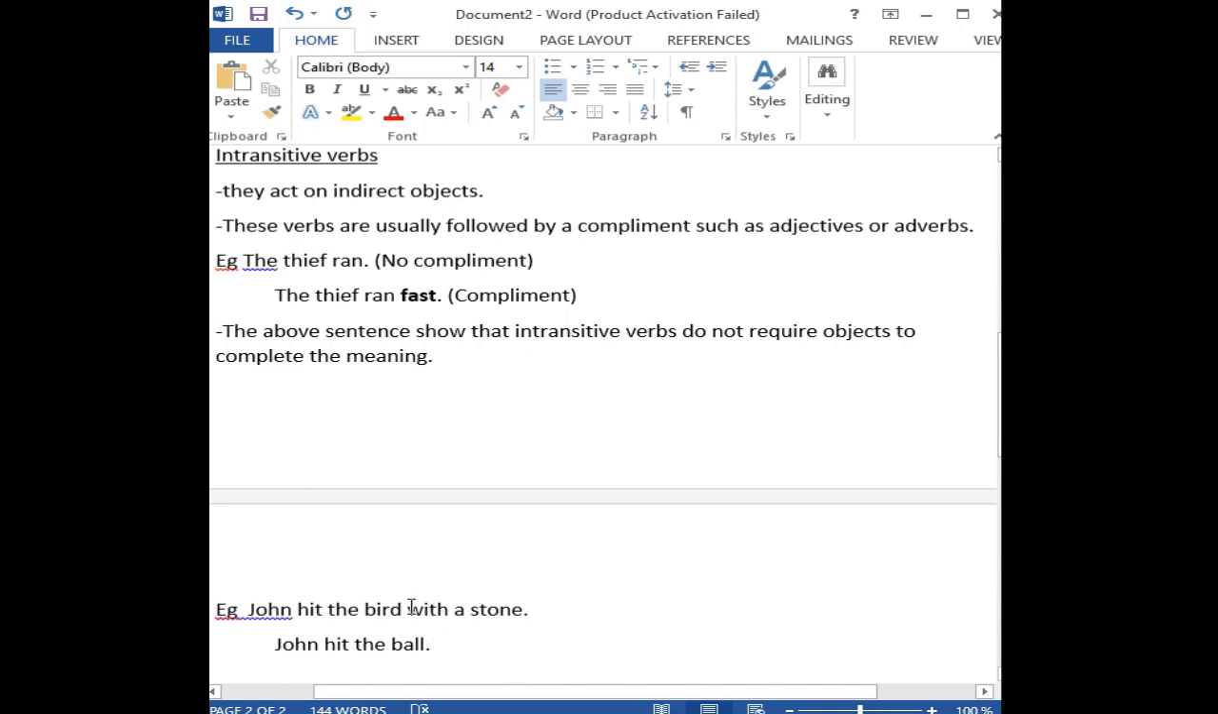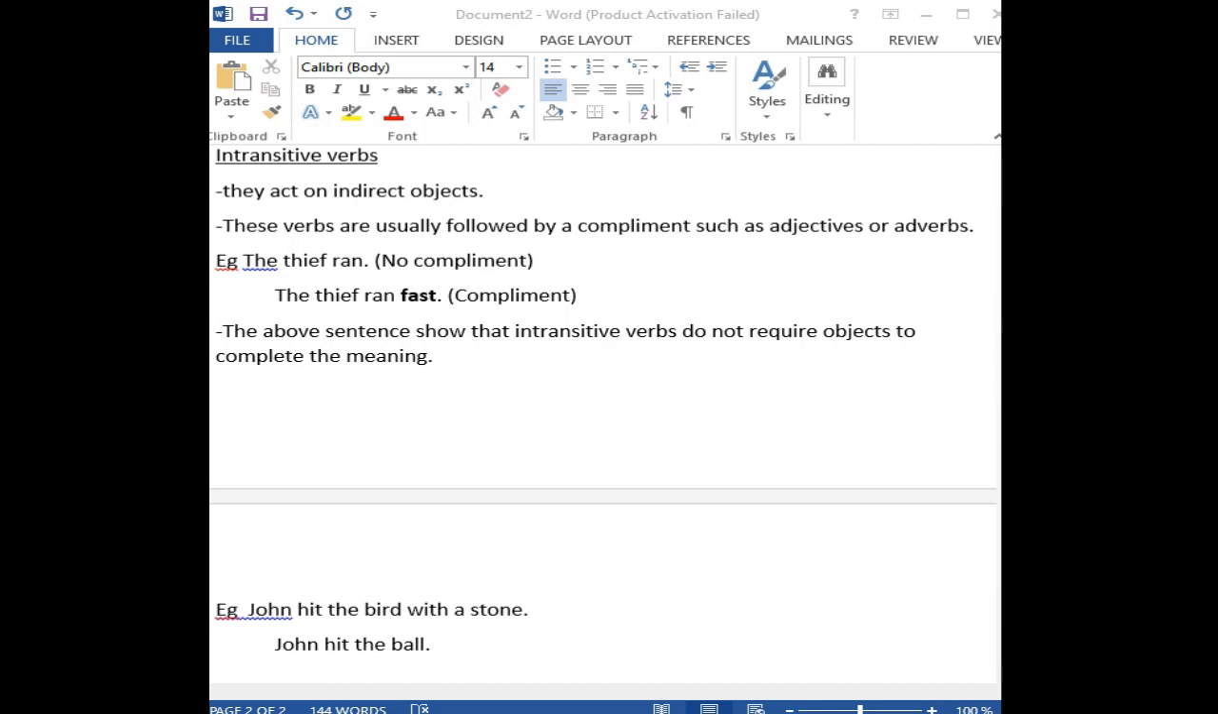Because if you eliminate the bird, we can't say John hit a stone. It won't work. But if you say John hit the ball with a stone, it will still make sense. And if you say John hit the ball, it will also make sense. So it depends on the way that you perceive it. If you have a direct object, that is a transitive verb. If you have an indirect object, that is an intransitive verb.